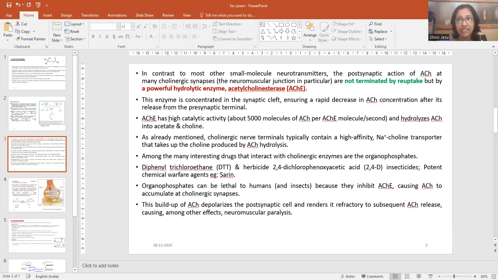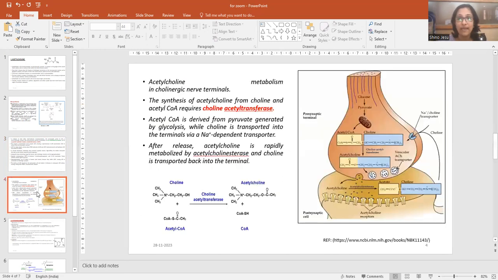They are usually pesticides like DDT, herbicides like 2,4-D, many insecticides, and potent chemical warfare agents like sarin. So organophosphates can be lethal to humans as well as insects because they inhibit acetylcholinesterase, causing acetylcholine to accumulate at these cholinergic synapses. This buildup of acetylcholine depolarizes the postsynaptic cell and renders it refractory to subsequent acetylcholine release, causing, among other effects, neuromuscular paralysis. So acetylcholine metabolism in the cholinergic nerve terminals is being shown in this picture, as I have explained earlier.